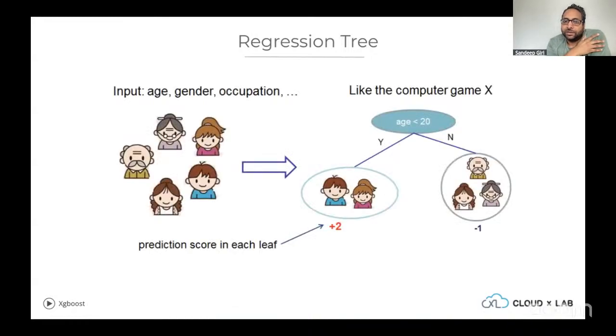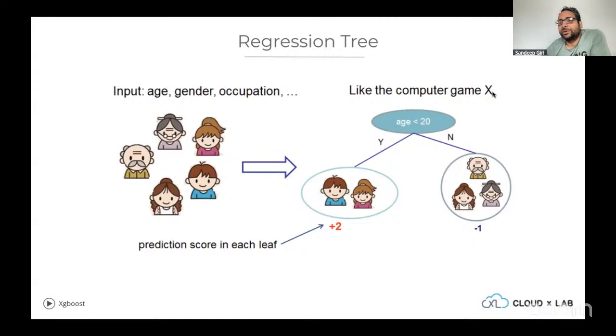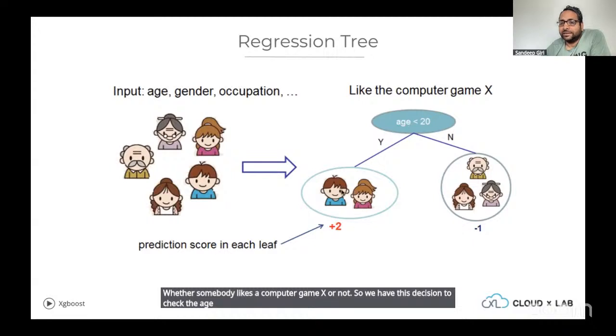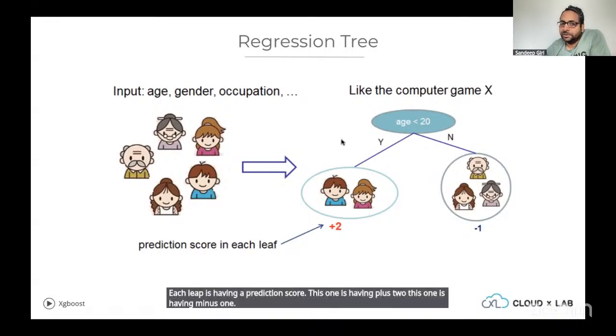Okay, so let's say the inputs are age, gender, occupation, and this is your tree. You go around here saying if age is less than 20, yes, then go this side; no, go to this side. And then here we are asking whether somebody likes computer game X or not. So we have this decision tree, check the age, and then return the prediction score from each leaf. Each leaf has a prediction score. This one has +2, this one has -1, and they return from here.